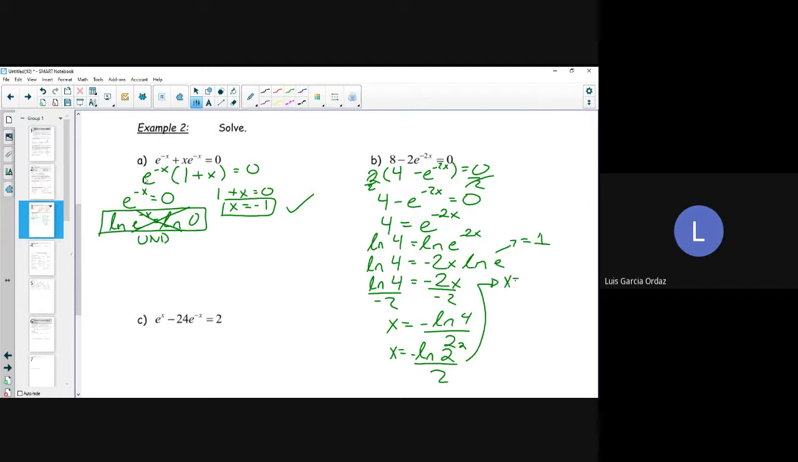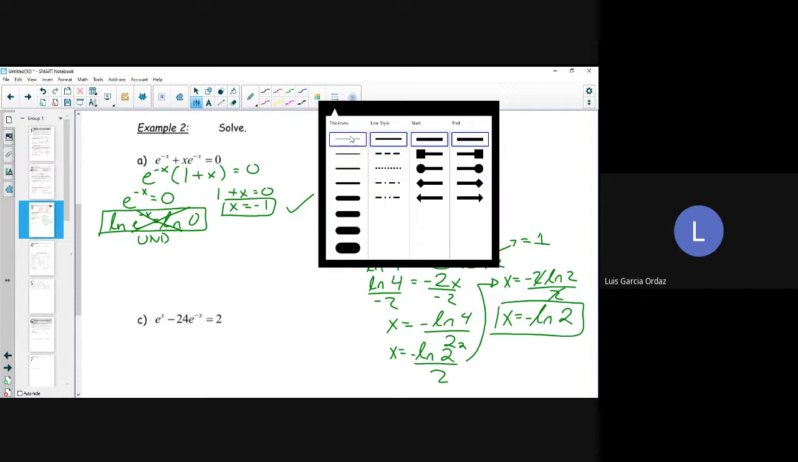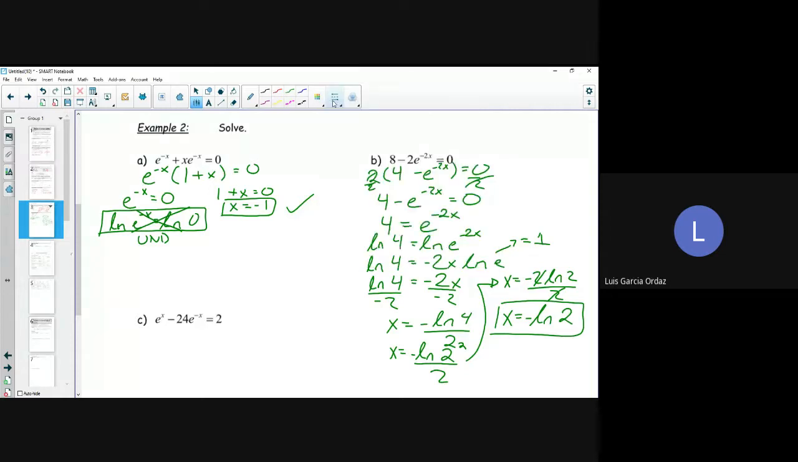So I get x is equal to negative 2 ln of 2 over 2. I can cancel my 2's out. And my solution is just x is equal to negative ln of 2. Again, all we're doing is using the laws of logarithms and natural logs.